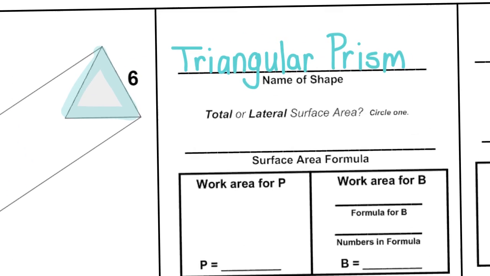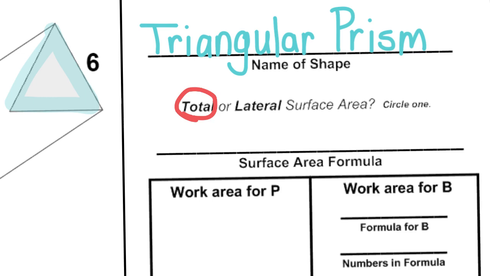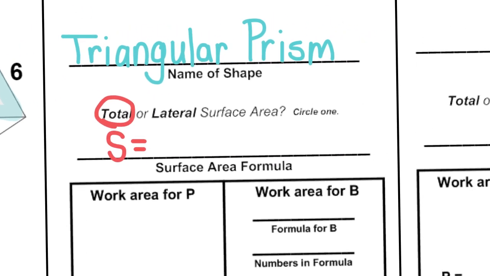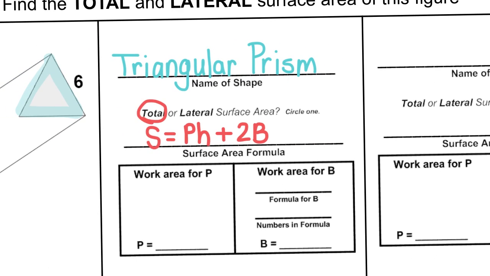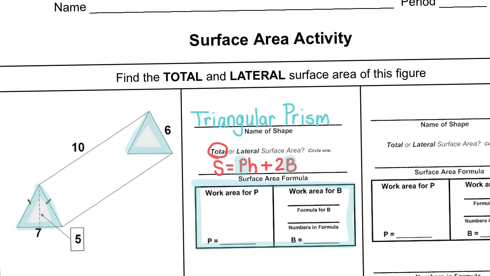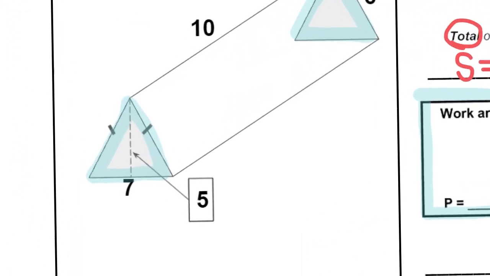We'll start by finding the total surface area. If you look on your formula chart, you can find the surface area of a prism by finding the perimeter times the height plus 2 times the area of the bases. The perimeter and the height are all based upon the base, and the base is a triangle. So we will find the perimeter of the triangle and the area of the triangle's base.